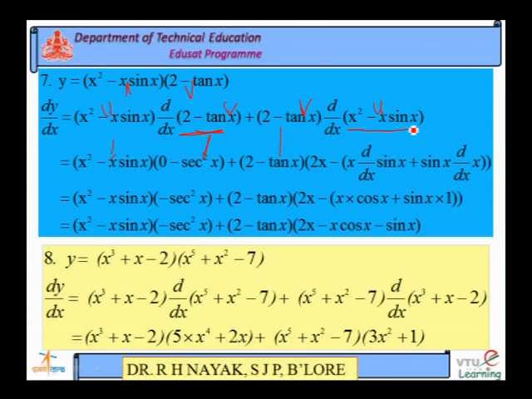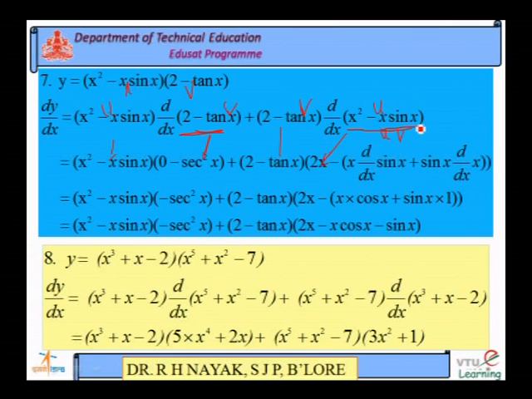While differentiating u, observe carefully: the differentiation of x square is 2x. Then the differentiation of x sin x is again considered as a product of two functions. There we have to differentiate them separately, that is, using the product rule, u into v.